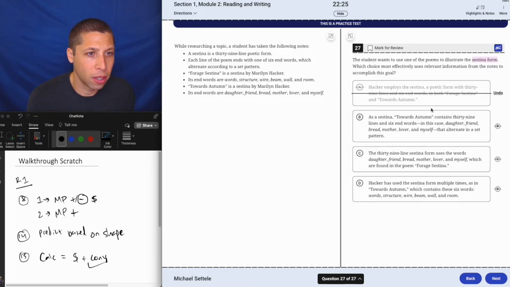So, it contains 39 lines and 6 N-words that alternate in a set pattern. Yeah, like I feel like it's just defining it, right? Like this is wrong because it doesn't talk about the alternating. Like that seems more important. Hacker used the sestina multiple times, which contains these 6 words. It's B. It's just the most descriptive is really what it is.